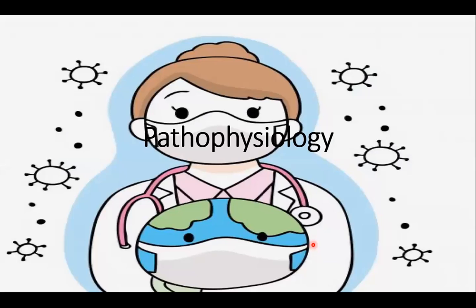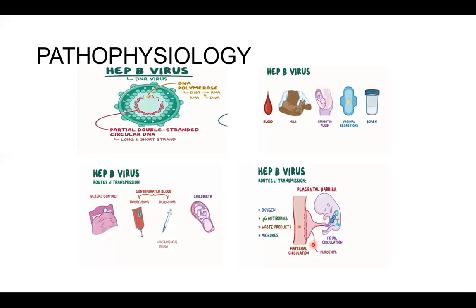So for pathophysiology, next please. So a quick overview for hepatitis B virus. It is a DNA virus. It has capsid, contains partial stranded circular DNA made up of a long and short strand. It has DNA polymerase, an enzyme with DNA and RNA dependent activity, which converts DNA to RNA and vice versa.